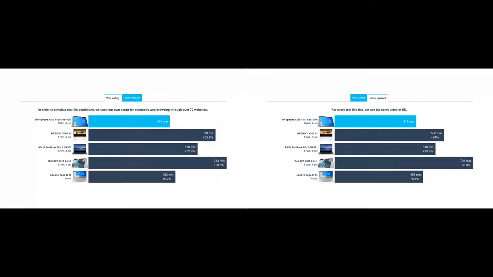Another downside of this display is that it is particularly harsh on the battery. The 66 watt-hours unit lasted us for 7 hours of either web browsing or video playback.